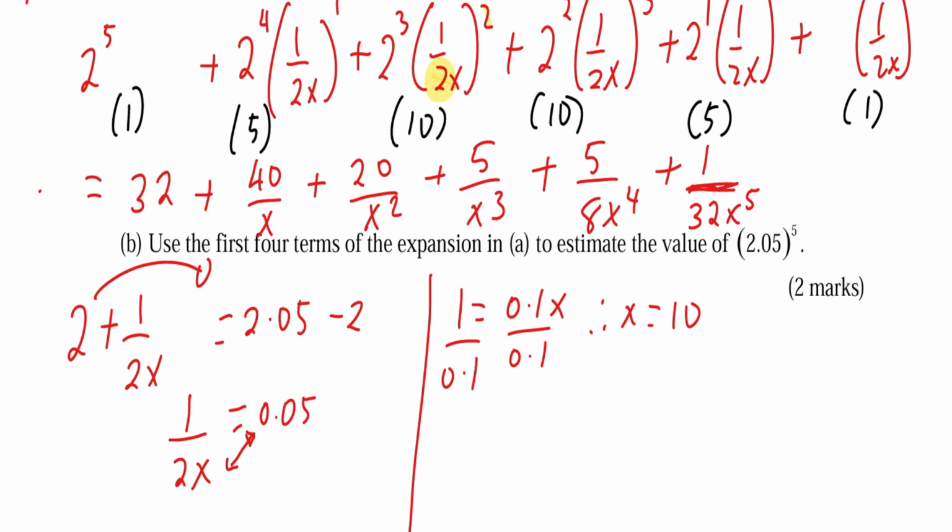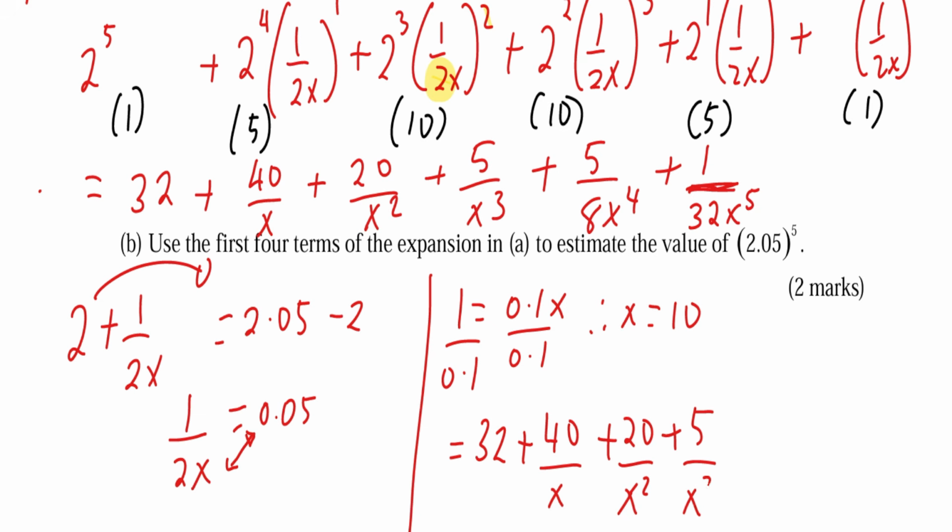Now use the first 4 terms, and the first 4 terms are these ones. These are the first 4 terms, which is very easy to get. So the first 4 terms are 32 plus 40 over x plus 20 over x squared plus 5 over x cubed. Where there is x, you replace it with 10.